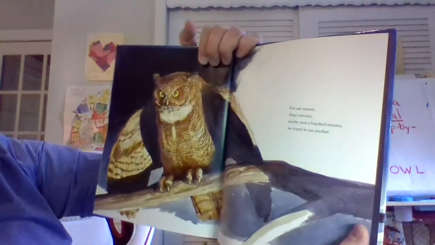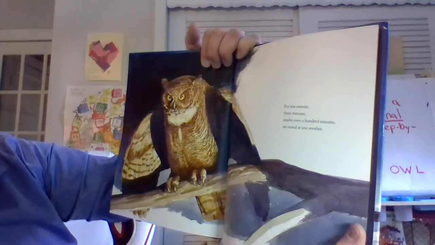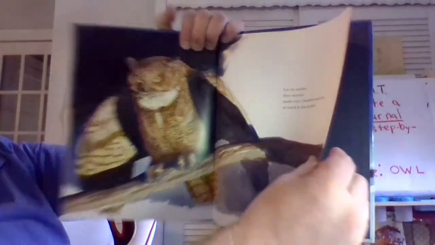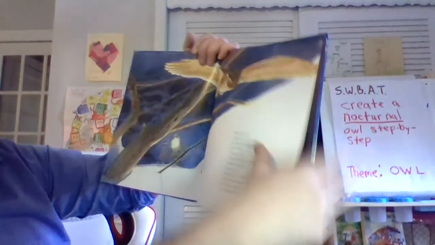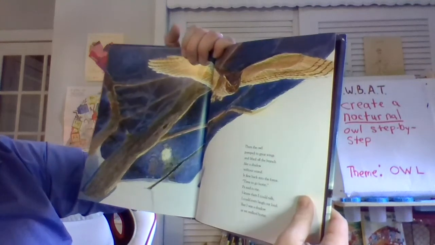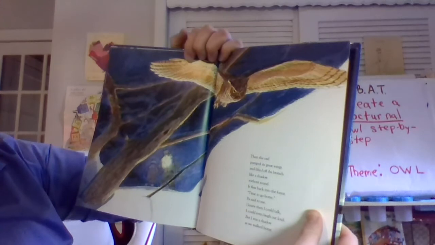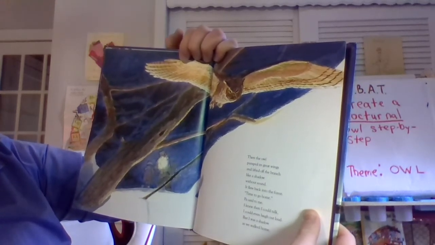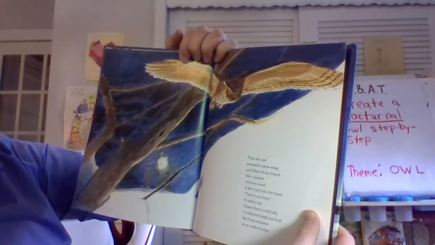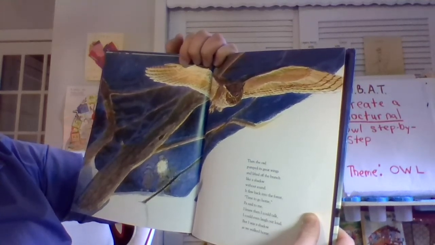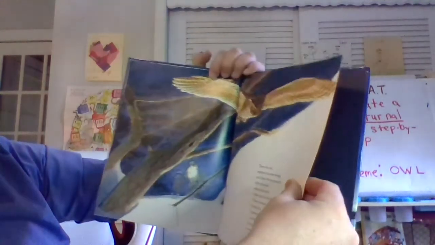For 1 minute, 3 minutes, maybe even 100 minutes, we stared at one another. Then the owl pumped its great wings and lifted off the branch like a shadow without sound. It flew back into the forest. "Time to go home," Pa said to me. I knew then I could talk. I could even laugh out loud. But I was a shadow as we walked home.